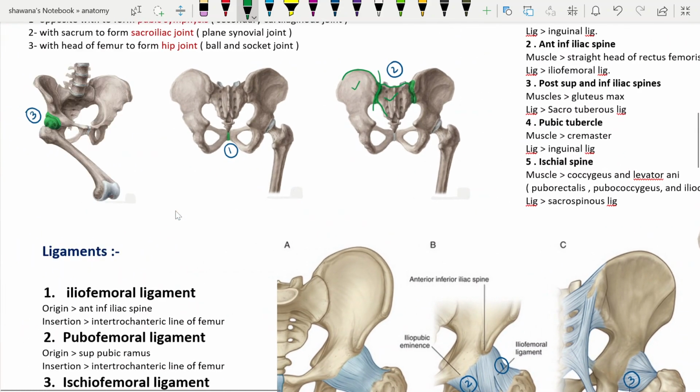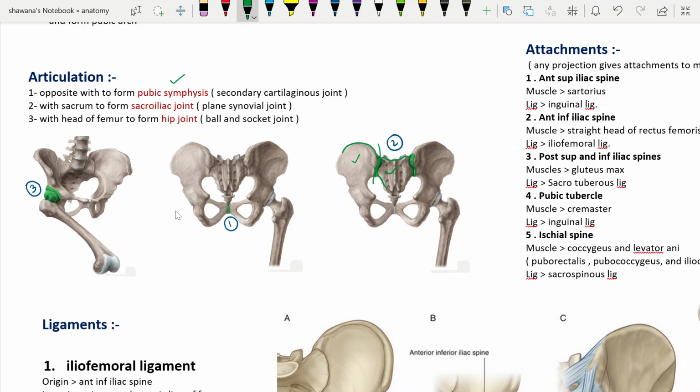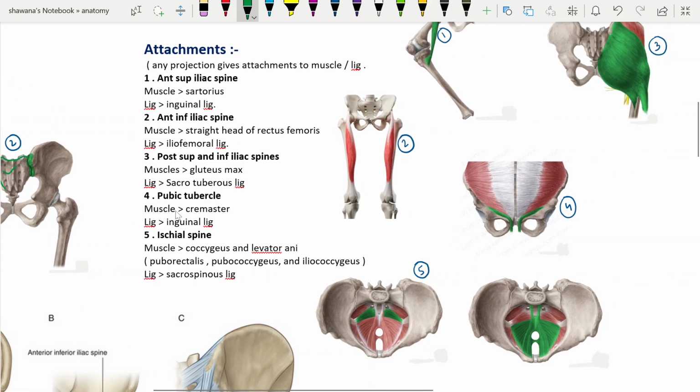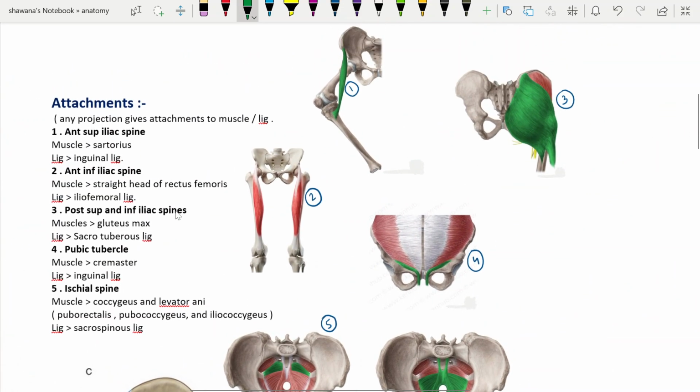And the third one, the most important, is the hip joint between the acetabulum and the head of the femur. This is the hip joint, and it is a ball and socket joint. Let's talk about some attachments, mainly of muscles, because I will discuss the ligaments a bit later.